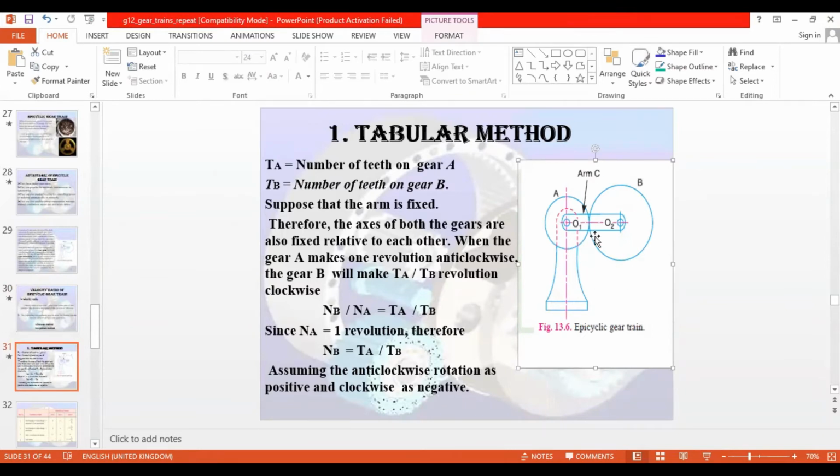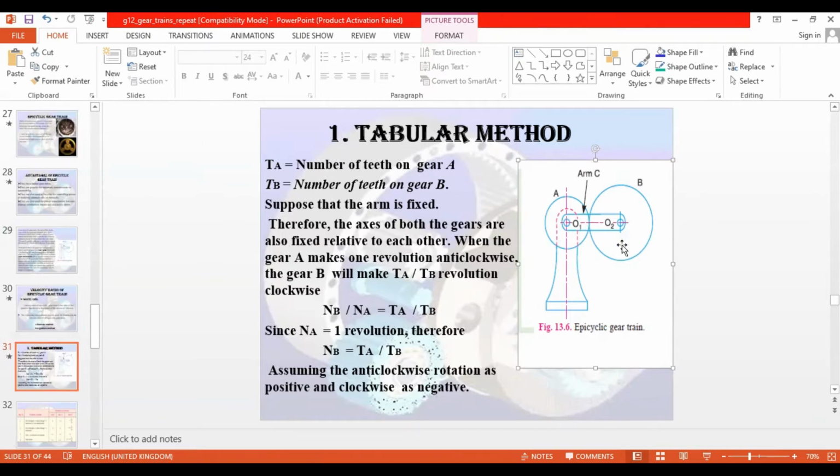So this is a normal picture, right? Based on this, we are going to analyze how to do that. Say for example, TA is the number of teeth on gear A, right? So gear A has TA number of teeth. TB is the number of teeth on gear B, right? TB, that is the number of teeth on gear B.